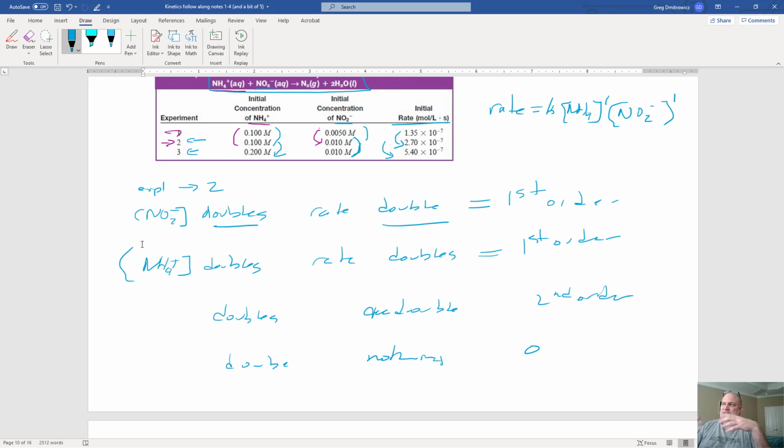But the problem is this is a really, really basic problem. What if we get into much more complex problems and they have multiple things and there's a lot more choices? And what if something isn't held constant? There's something called the method of initial rates, and that's the next video we're going to do right now.